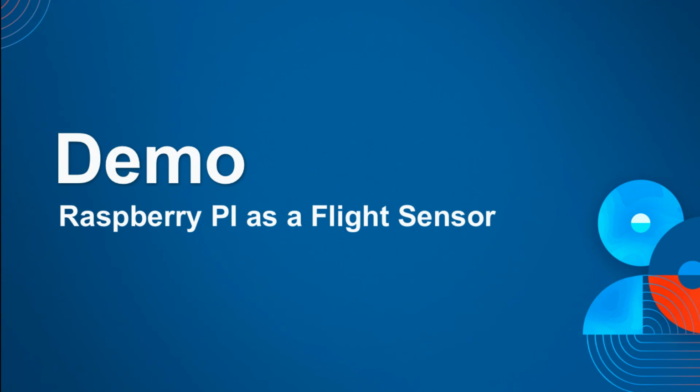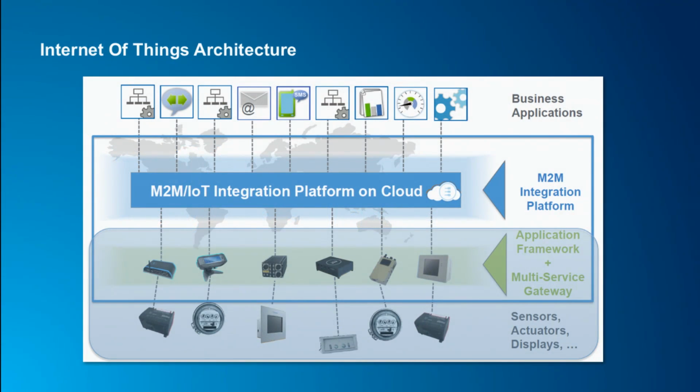Well, my demo today is going to be using a Raspberry Pi as a flight sensor. So before I run the demo, I would like to show you this diagram of an IoT architecture. There are many different shapes and forms of IoT solutions, and the architectures may be different. But this diagram shows the basic elements that are involved in most IoT solutions. Every time I build an IoT demo, I get a new appreciation of this diagram.